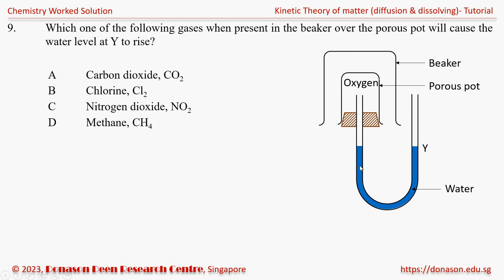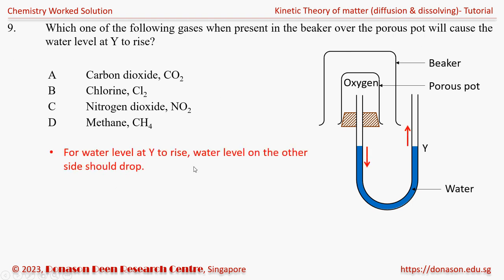And for this side to drop, there should be more gases getting into the porous pot in comparison to the oxygen getting out of the porous pot. That would increase the pressure, and that would push down the water. So in order for the water level at Y to rise, the water level on the other side should drop, as shown by the arrow here.